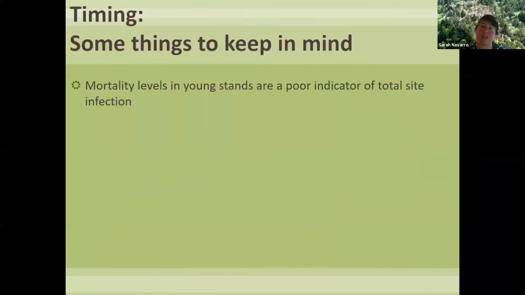Some things to keep in mind in terms of timing. Mortality levels in young stands are a poor indicator of the total site infection, just because that root-to-root contact really hasn't been established yet between all of the individual trees, as well as the young trees and the stumps.